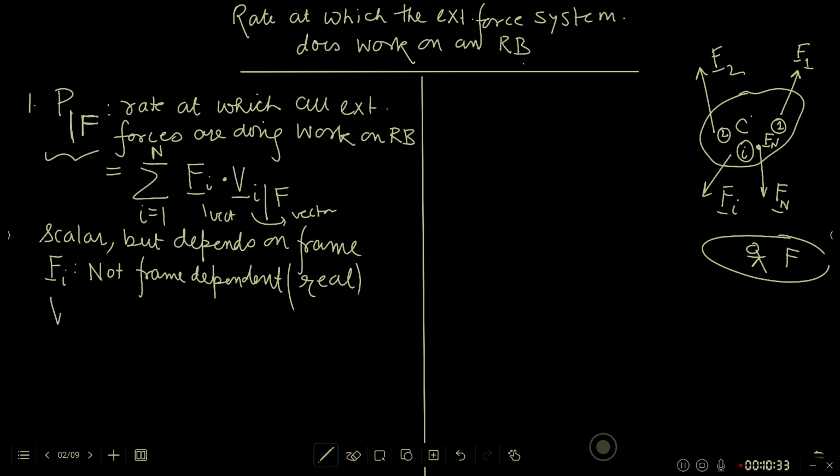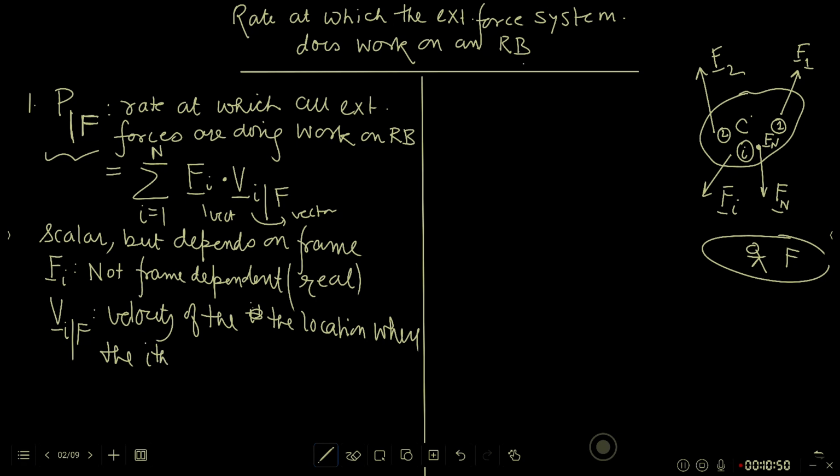The frame dependence is coming because of this quantity ViF, which is the velocity of the location where the ith force is acting. ViF is that with respect to F.